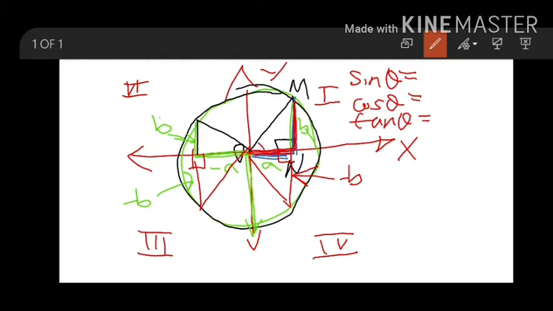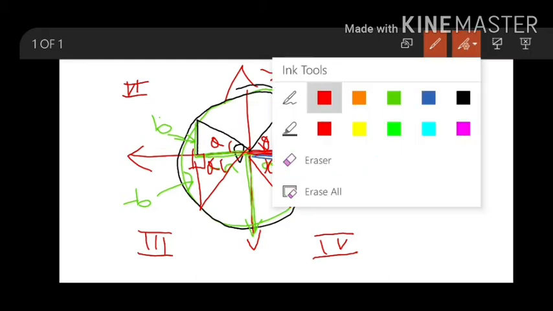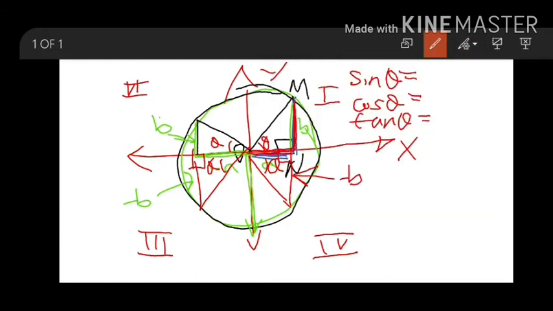So I'm taking this is theta, this angle is theta. Okay, all the angles are theta. So the angle is nothing but the measurement between two rays. Okay, so we measure the angle. And sine theta is, what is sine theta? That is sine theta, let's take in the first quadrant. Sine theta is opposite, that is B. Let me write with black.